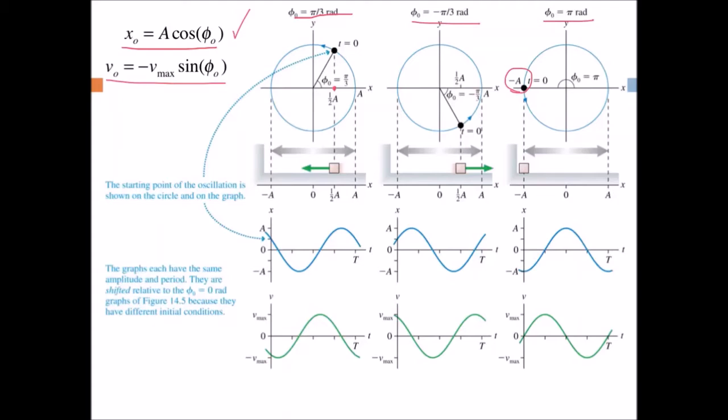So looking at the first picture, if I were to put phi naught of pi over 3 into this equation, I would get the sine of pi over 3, which is a positive number. But I already have a negative there. That means my initial velocity would be negative. And that makes sense because here in our diagram, we do see that we are moving to the left at that point. In our second picture, I have a phi naught of negative pi over 3. So again, if I were to put that into my sine function, I would get a negative value. But I already have a negative there. So then my initial velocity would have been a positive number.